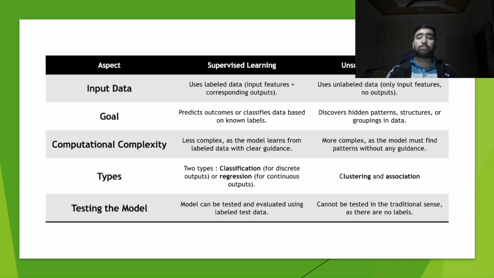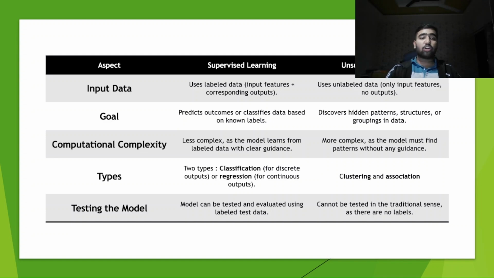And what is the difference between supervised and unsupervised learning? For supervised learning, input data is labeled data where input features are mapped with their corresponding outputs. While unsupervised learning uses only unlabeled data, that is, data in which there are only input features, and it doesn't require any outputs. The goal of supervised learning is to predict outcomes or classify data based on known labels, whereas the goal for unsupervised learning is to discover the hidden patterns, structures, or groupings in the data.